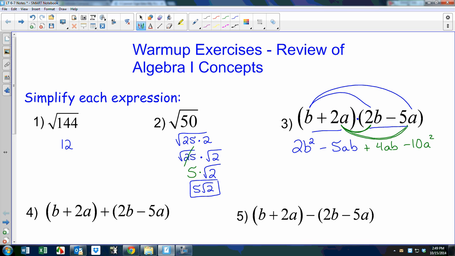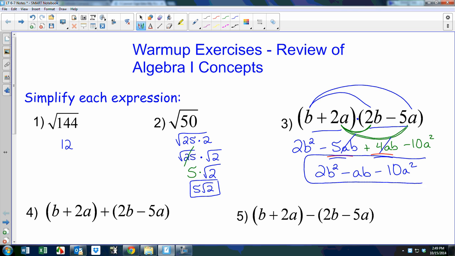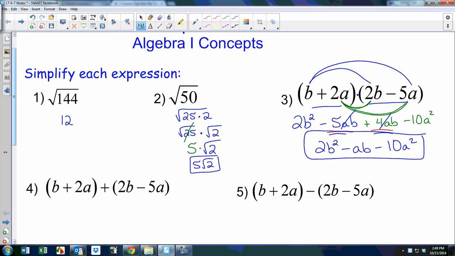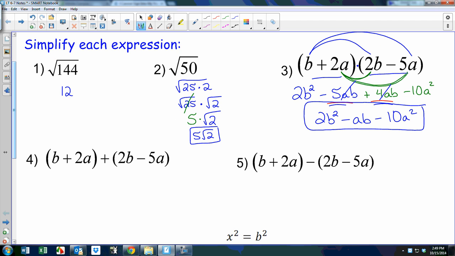The two terms in the middle are usually like terms, as they are in this case. They're both ab's, so they become 2b squared. Negative 5ab plus 4ab is negative 1ab, and then minus 10a squared. So the middle two terms combine, but the other terms are not like terms. Again, these are Algebra 1 concepts, things that we should have picked up on in Algebra 1, distribute, combine like terms, and whatnot. We're just reviewing them because every concept that we use here in Algebra 1 are concepts that we're going to apply in Algebra 2 today with something new.